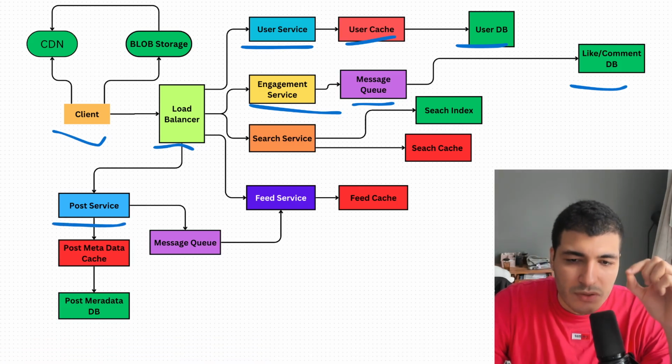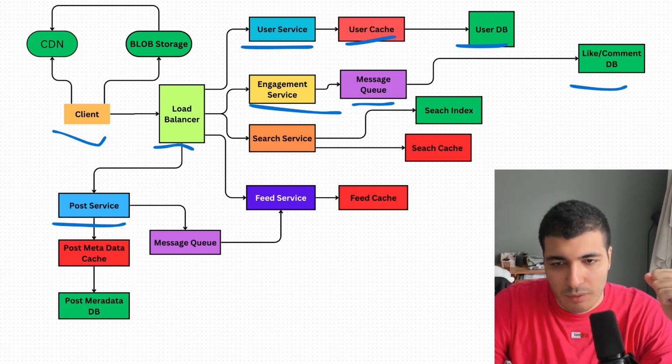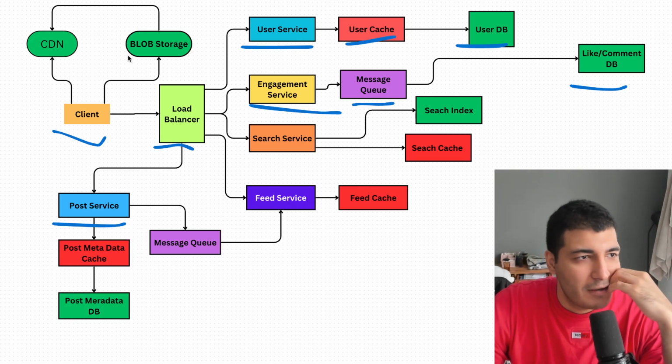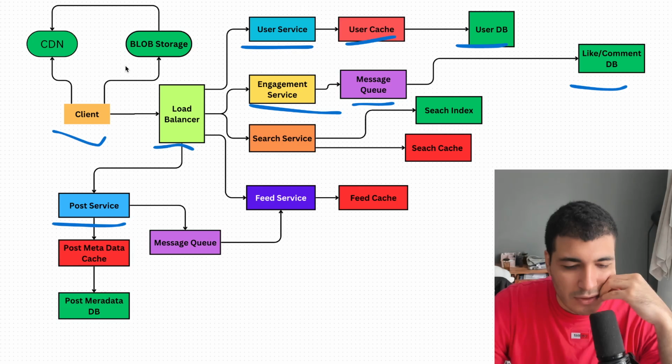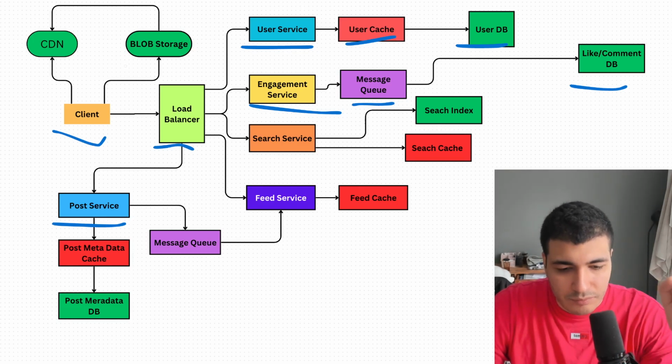Next, we have our post service. The post service is responsible for creating and uploading posts. It handles media upload to object storage. We're using here a blob storage. Also, it will save post metadata. I guess there should be a connection between post service and blob storage.